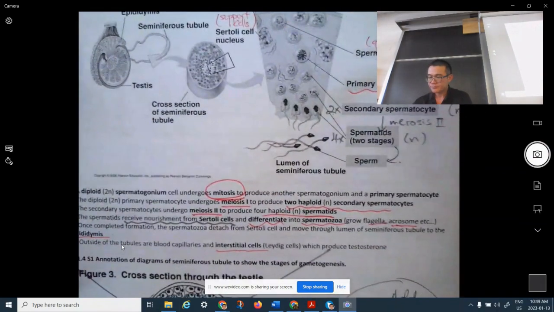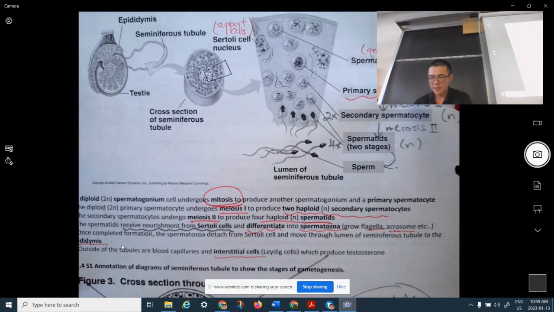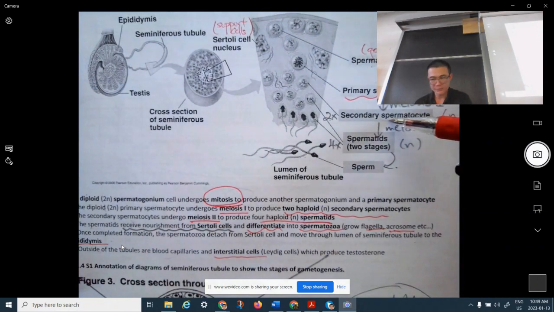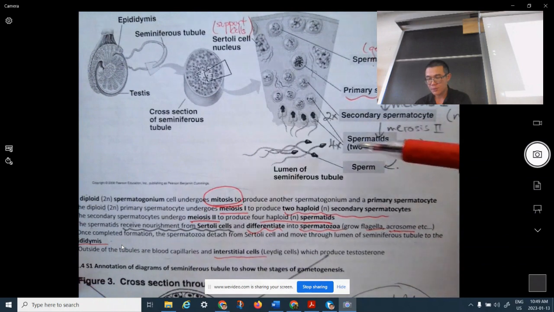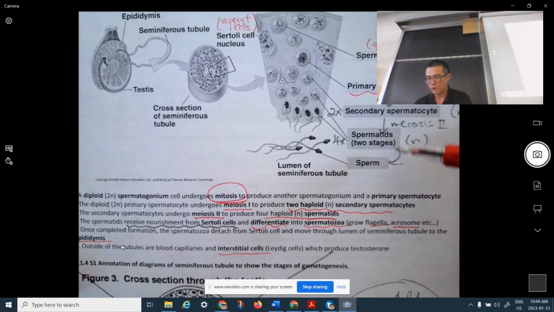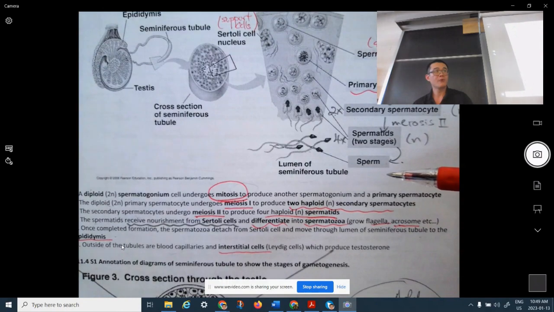So, spermatogonium go through mitosis, makes primary spermatocytes. Primary spermatocytes go through meiosis 1, making secondary spermatocytes. Secondary spermatocytes go through meiosis 2. You have spermatids. Spermatids with the nourishment from Sertoli cells make spermatozoa. Are we good so far?